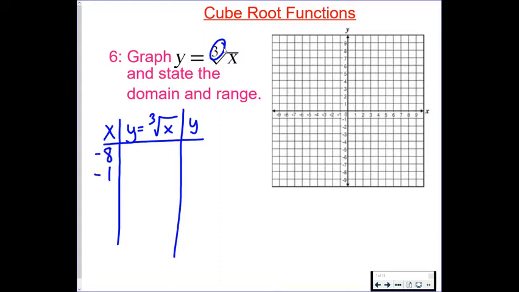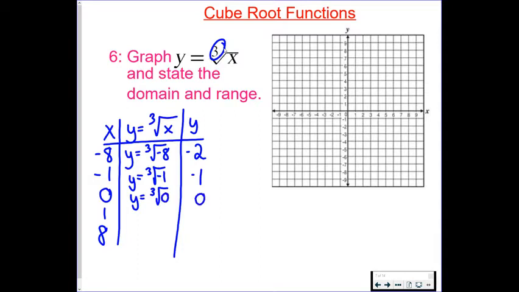-8, -1, 0, 1, and 8. Those are all perfect cubes. So now I'm going to plug it into my equation. The cube root of negative 8, you could type that in your calculator if you need to, but it's negative 2. The cube root of negative 1 is negative 1. The cube root of 0 is 0. The cube root of positive 1 is positive 1. And the cube root of positive 8 is positive 2.